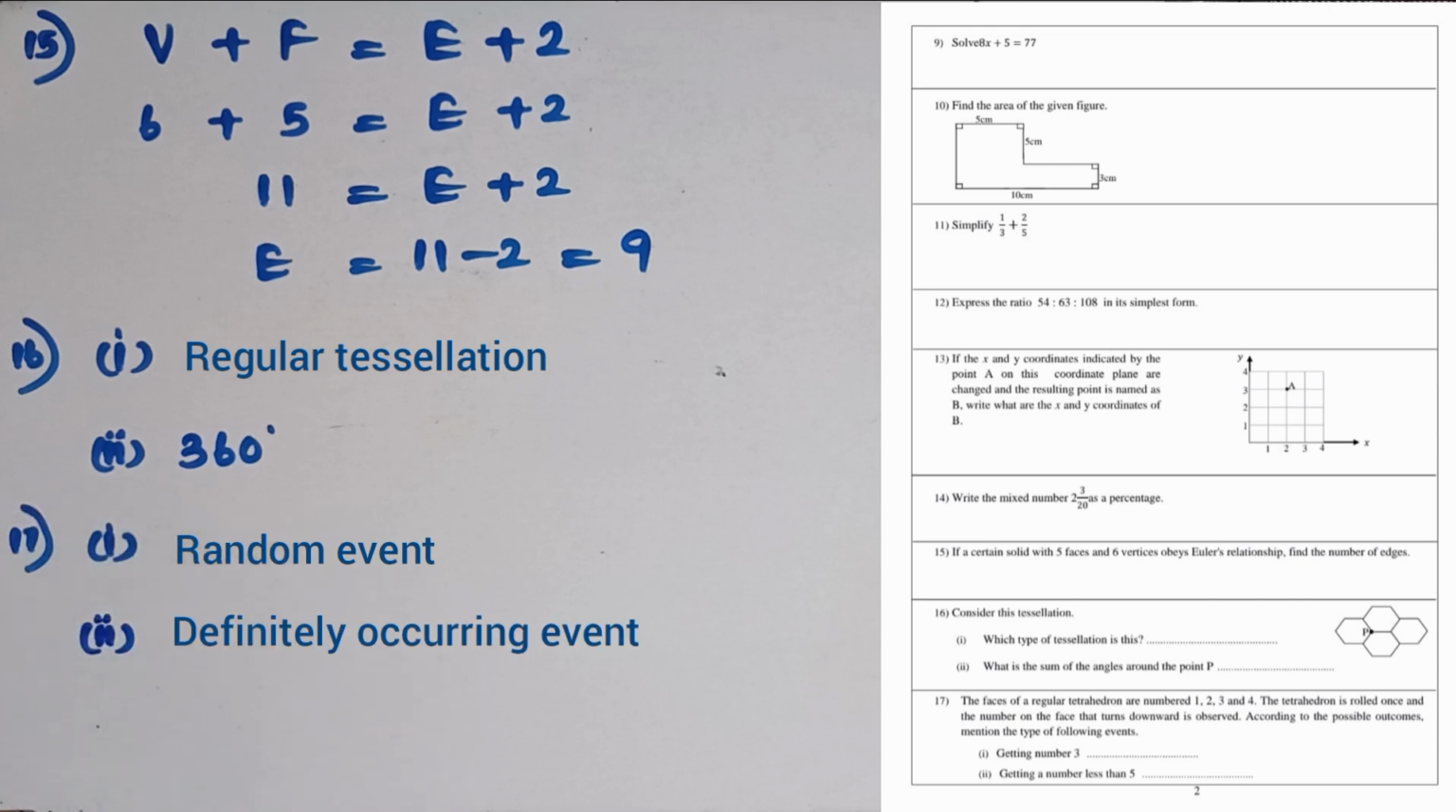Then getting a number less than 5. All these numbers 1, 2, 3, 4, all these are less than 5. So this is a definitely occurring event.